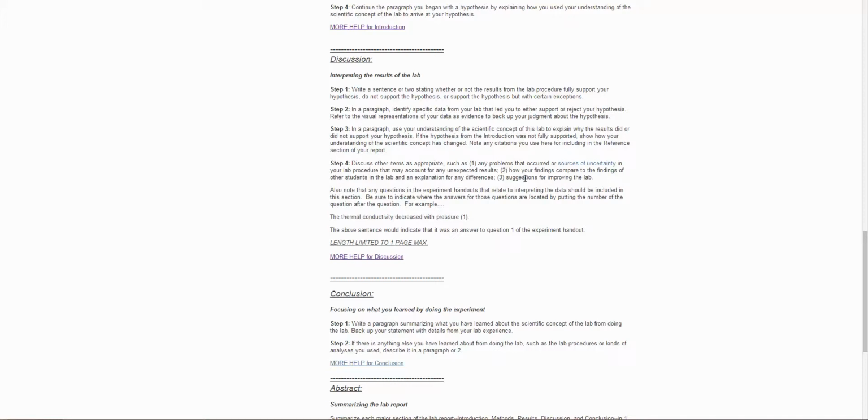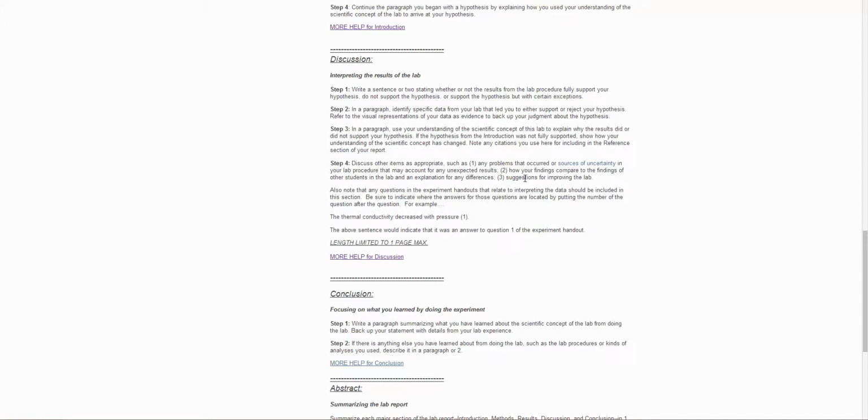So splitting your discussion up into 4 steps in order to interpret the results of your experiment. Step 1 would be to write a sentence or two stating whether or not the results from the lab procedure fully support your hypothesis, whether it doesn't support the hypothesis, or whether it supports the hypothesis with certain exceptions. In the experiment handout, you should see what the hypothesis statement is for the experiment.